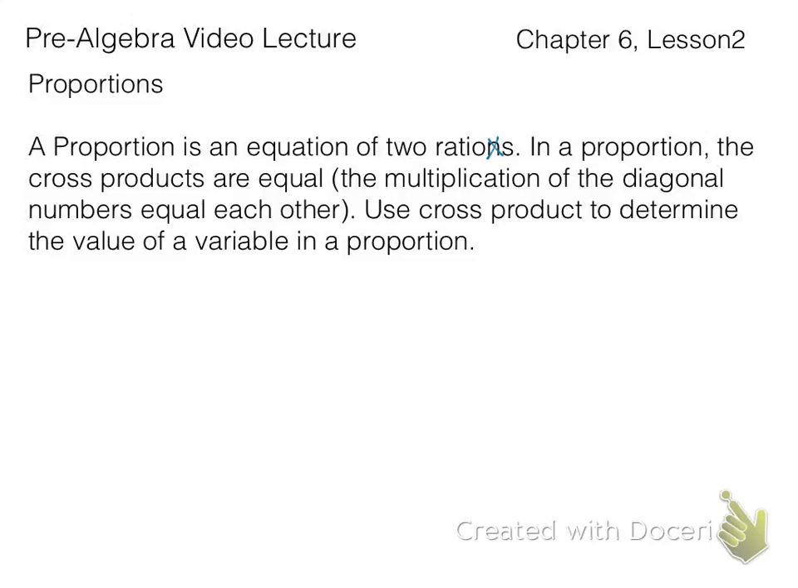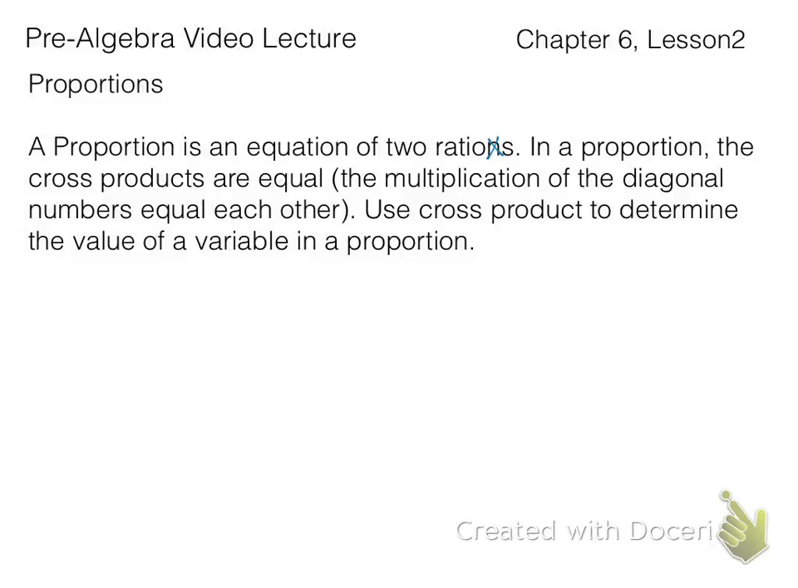And remember, a ratio is just two things being compared by division. All right, so in a proportion, the cross products are equal, and that's the multiplication of the diagonal numbers, and they equal each other. Okay, so we use cross product to determine the values of a variable in a proportion.